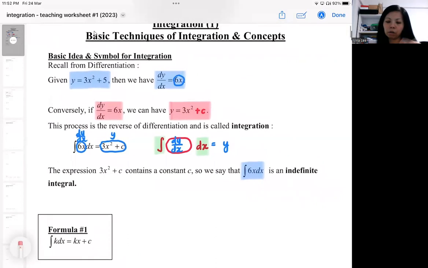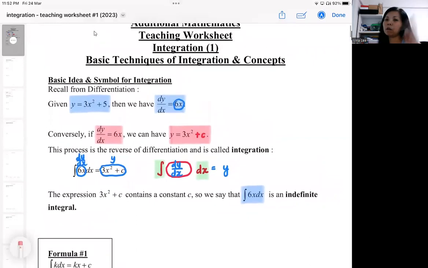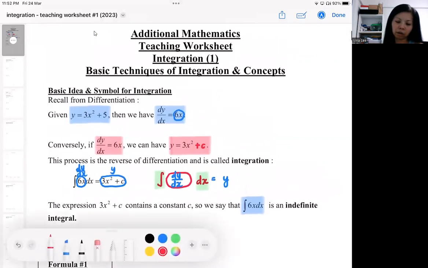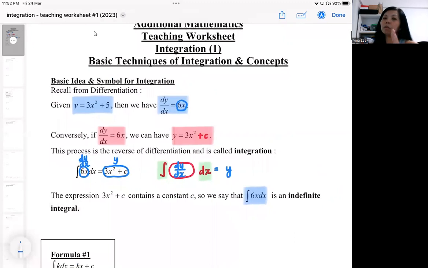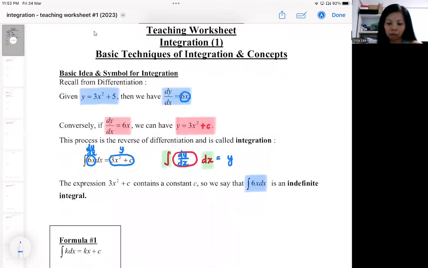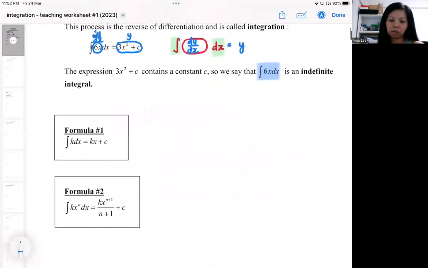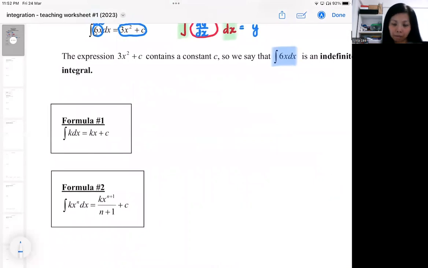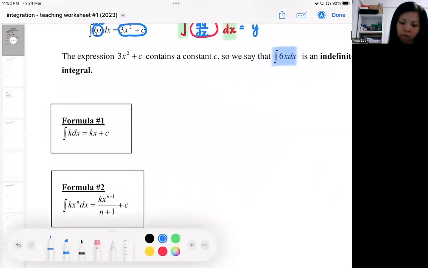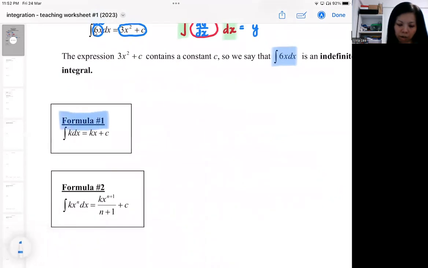Right now we're going to go the reverse process. How are we going to go the reverse process? If you recall your differentiation, we had bring down power minus power, we differentiate constants, and we also have product rule, chain rule, quotient rule. But in integration, we wouldn't have product rule and quotient rule. We only have very, very basic formulas. The very basic formula is to integrate a constant. So formula number 1 is going to teach you how to integrate a constant.